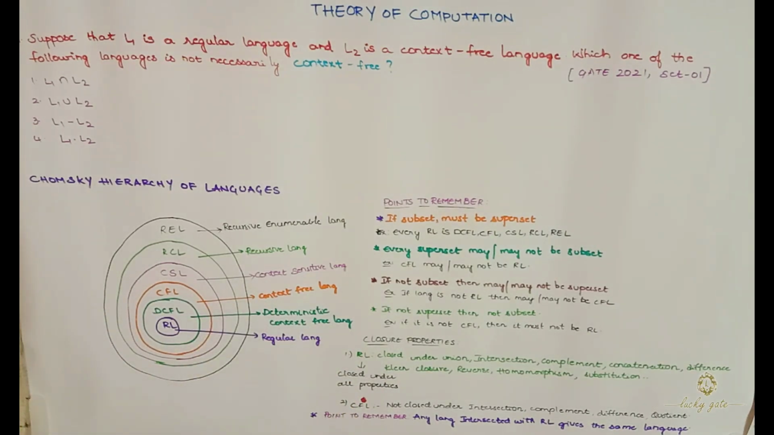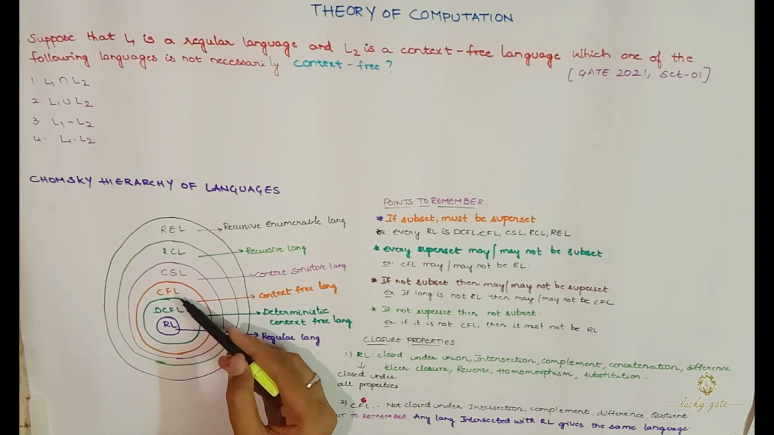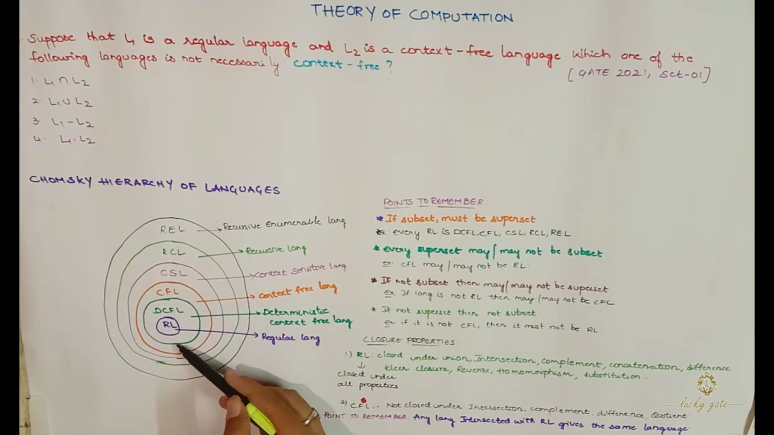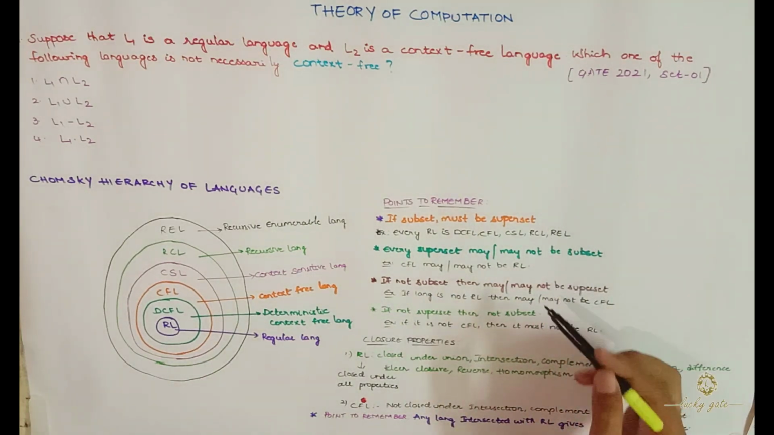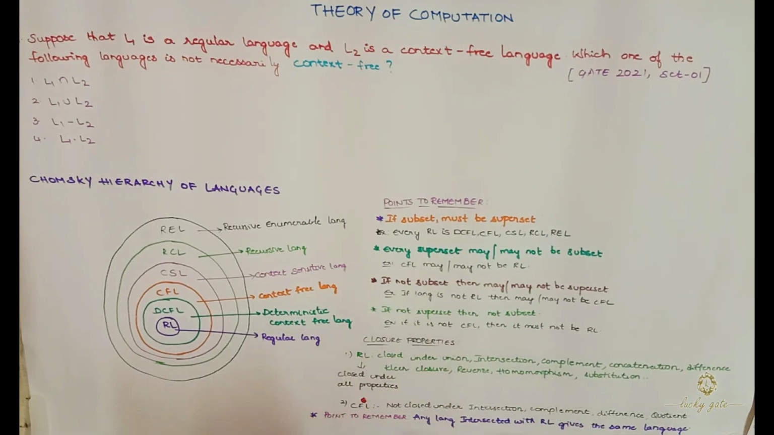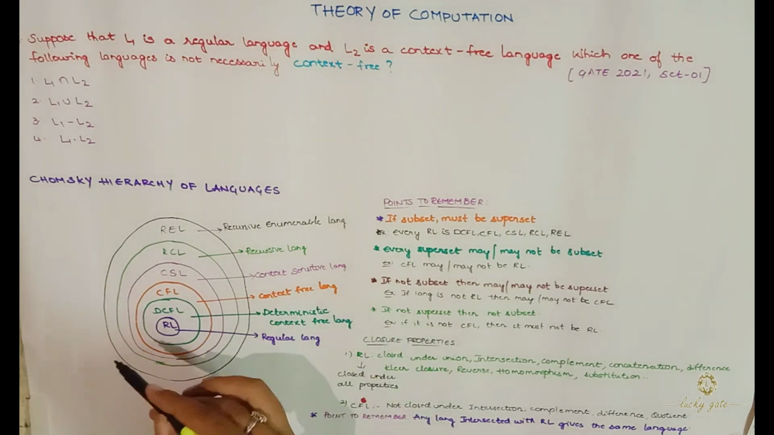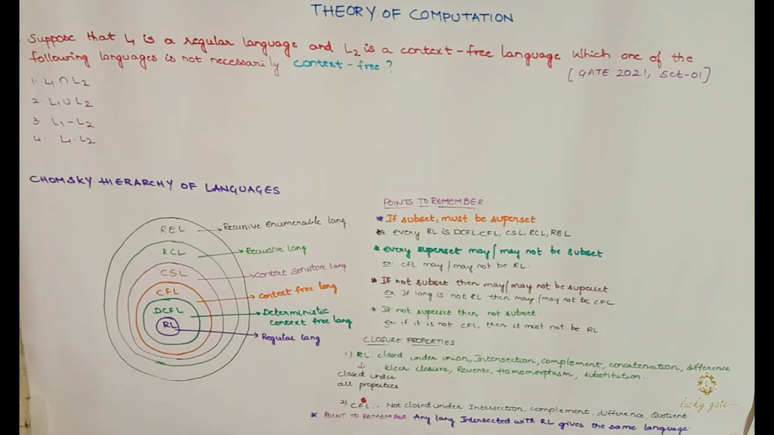And the fourth property, if not superset, then not subset. That is, if it is not CFL, then it must not be regular language. That is, if a language does not belong to the CFL language, then the language must not belong to the regular language also. So, these are the four key points to be remembered so that we can solve any kind of question regarding the Chomsky hierarchy of languages.